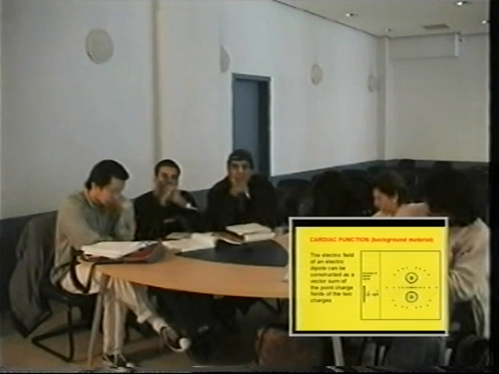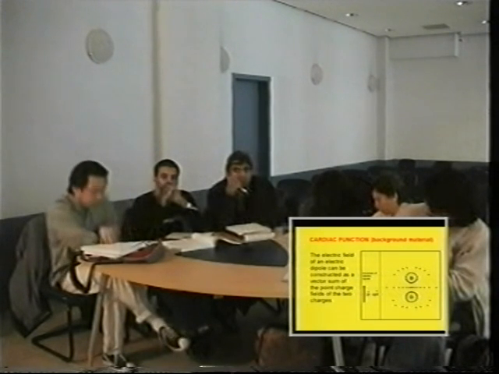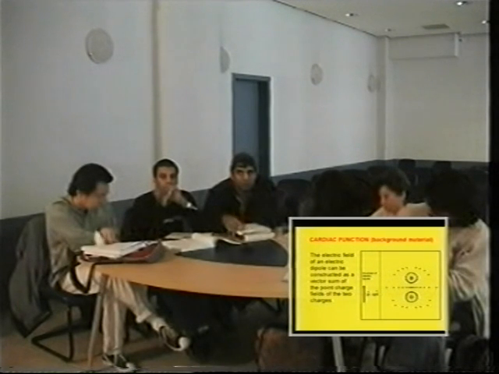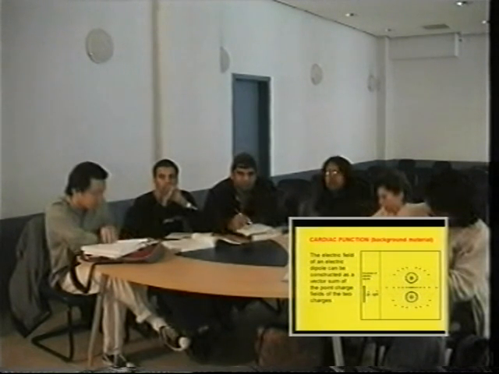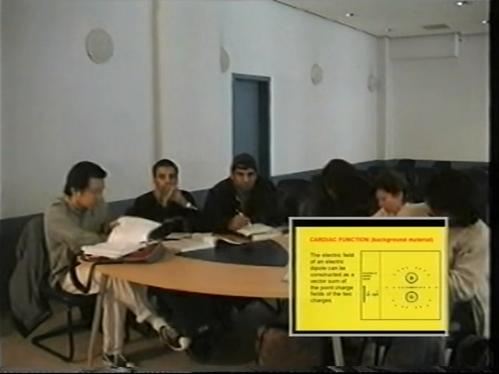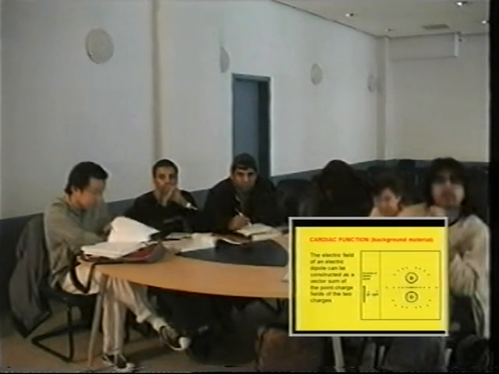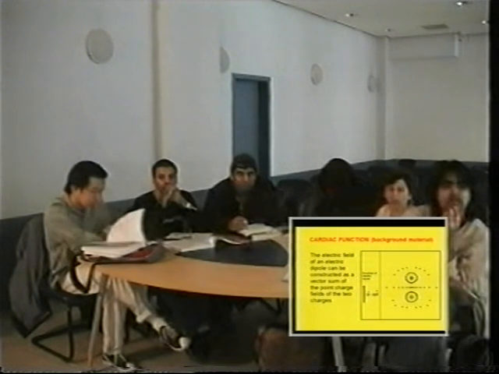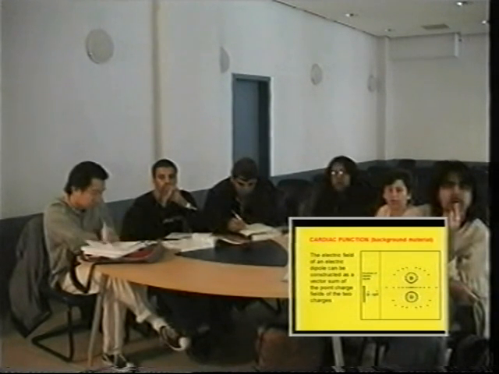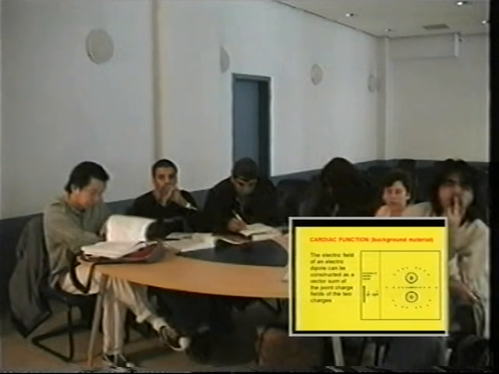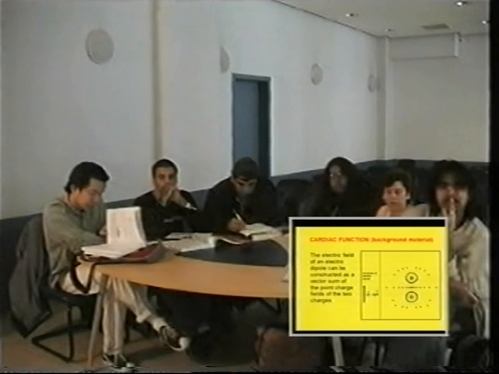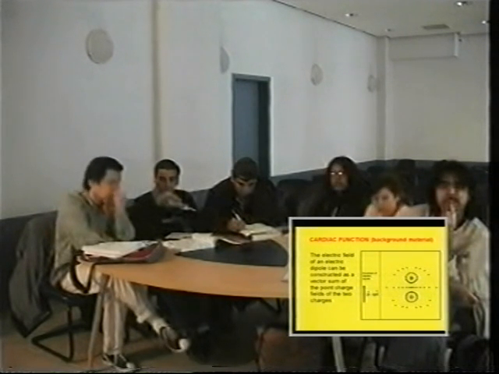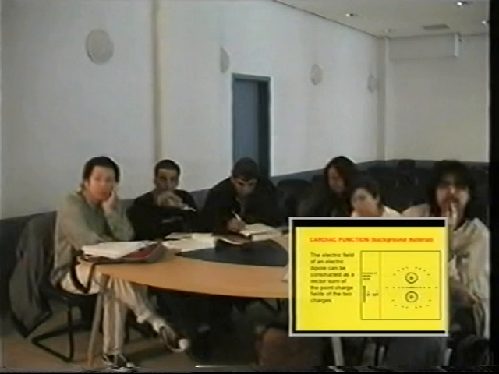Coming back to the contour maps that we had, the electric field of an electric dipole can be constructed as a vector sum of the point charge fields of two different charges. That is, you take the two different charges, you put them side by side, and we connect their isopotential lines, and we can come up with how a dipole will look. That is how the isopotential lines of the dipole will look.